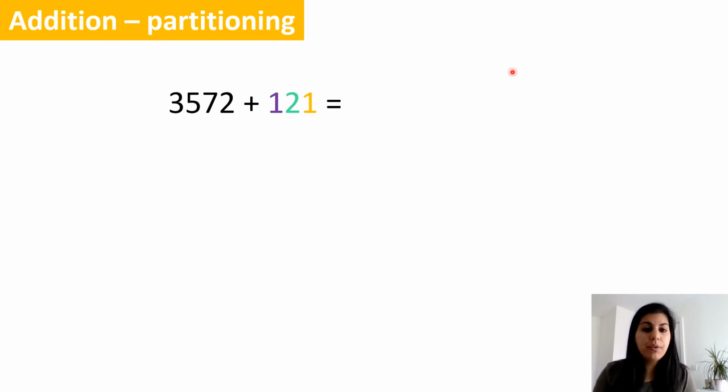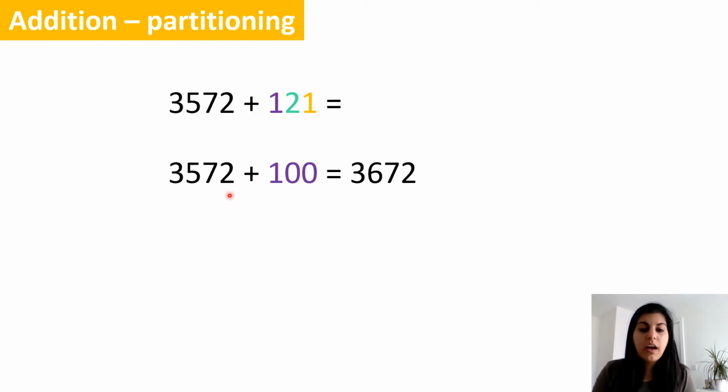I start off with my 3,572 and I add the 100 first. When I'm adding the 100, I know that my thousands digit does not always have to change. Sometimes it might change. In this case, it doesn't need to change. My tens and my ones will stay the same. It's only my hundreds digit which will be changing. So you can see I've got 5 hundreds here. I've added my 100 and I've now got 6 hundreds in my answer. So 3,572 plus 100 is 3,672.